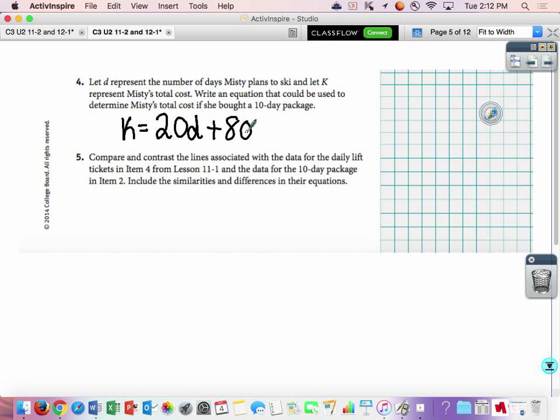So it says compare and contrast the lines associated with the data for the daily lift tickets to 94. Okay, so we're not doing that.